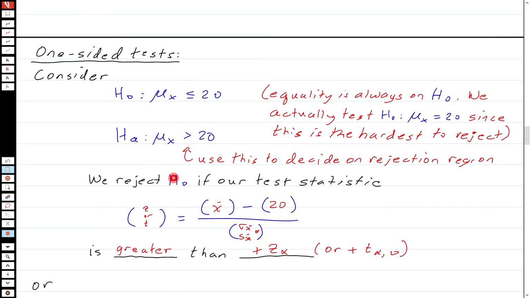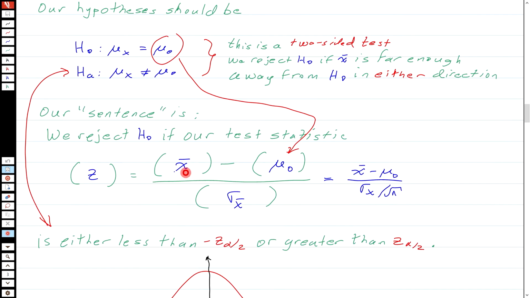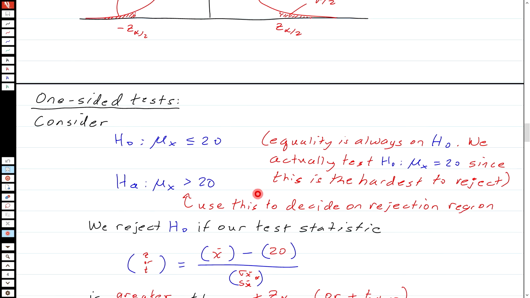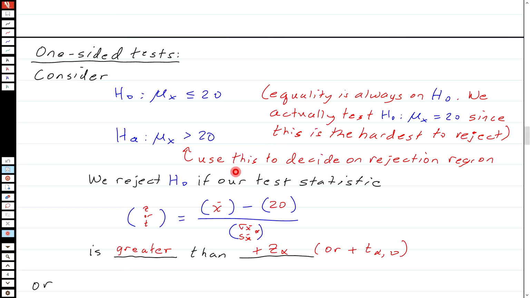Okay, so one-sided tests, I guess I just go through the list here. We now have looked at a two-sided test, and here's our sentence, a little bit more complicated. It has two parts to it. One-sided test, if you have a greater than here, so H naught mu x is less than or equal to 20, and we're going to test mu x equals 20 against the alternative mu x is greater than 20, so this is the one-sided test, and we're looking in the positive direction.